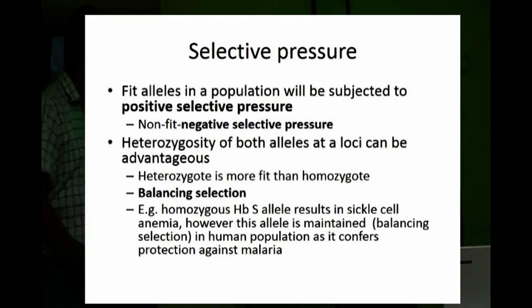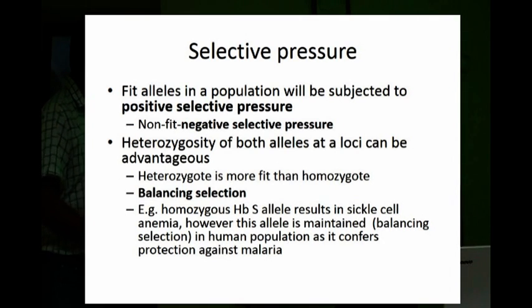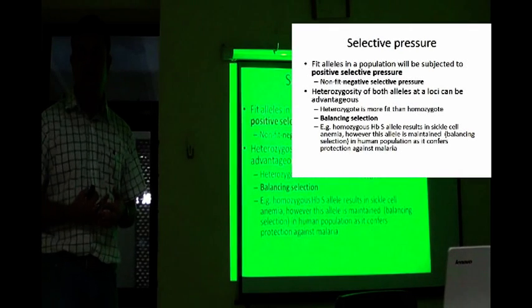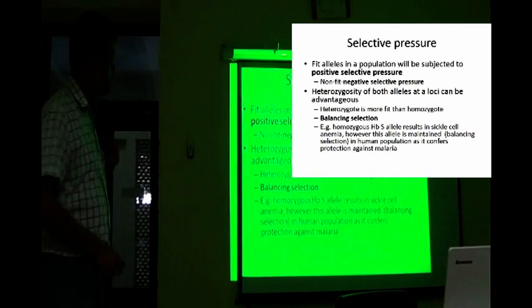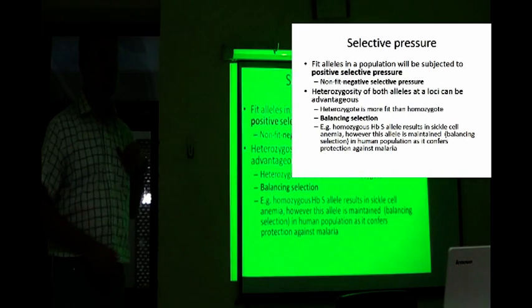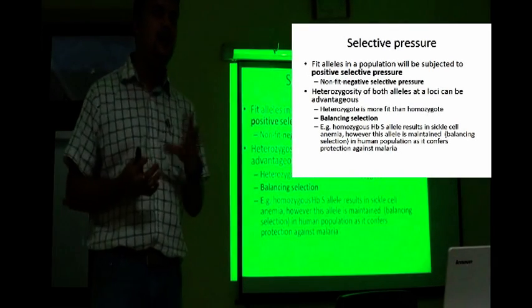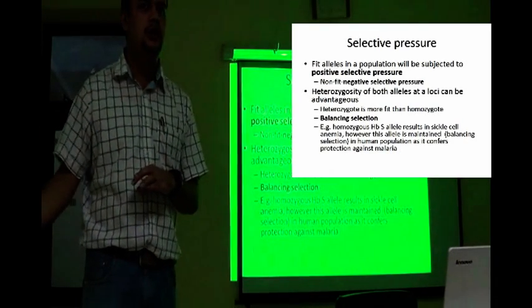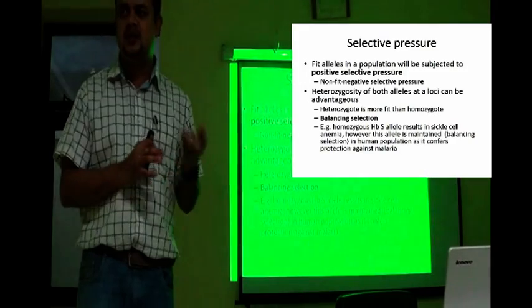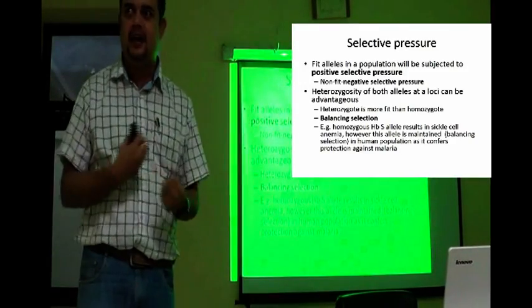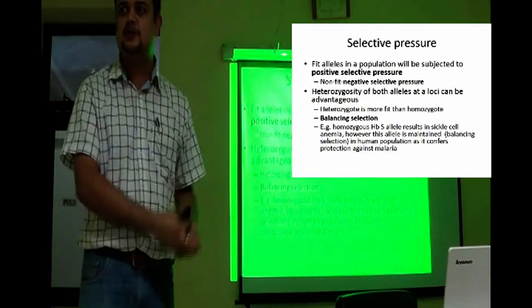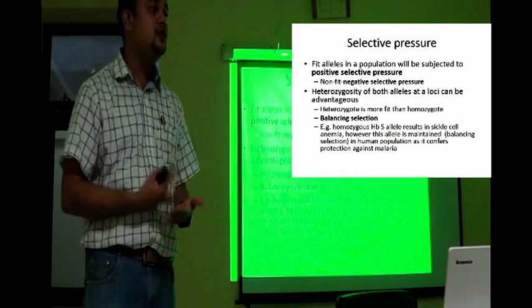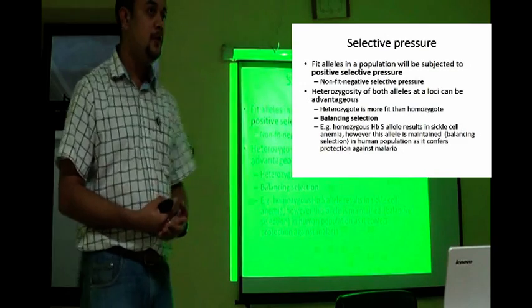Okay. So, selective pressure: fit alleles in the population will be subjected to positive selective pressure, that is, alleles that confer some evolutionary advantage. Non-fit alleles, that means alleles which are not giving any advantage in the environment or in an evolutionary context, will be subjected to negative selective pressure. Is that clear? It means you are taking them away from the population. You don't need those alleles. It is baseless to spend resources on an allele that is not giving any advantage to a species in the population, in the environment indeed.